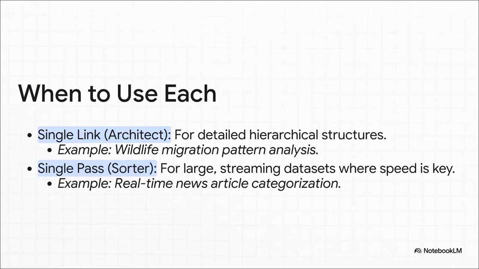Look, here's why this really matters. If you're a biologist trying to map the complex evolutionary tree of different species, you need the architect's meticulous detail. The extra processing time is totally worth it for that kind of deep analysis. But if you're running a news website and you're trying to categorize thousands of articles as they stream in every minute, you absolutely need the sorter's raw speed. It's all about choosing the right tool for the job.